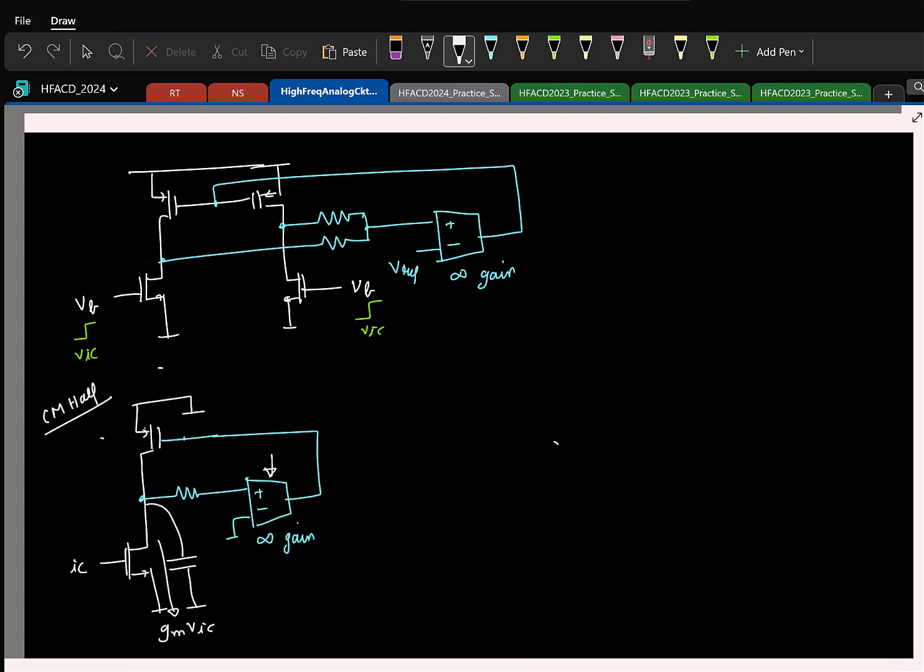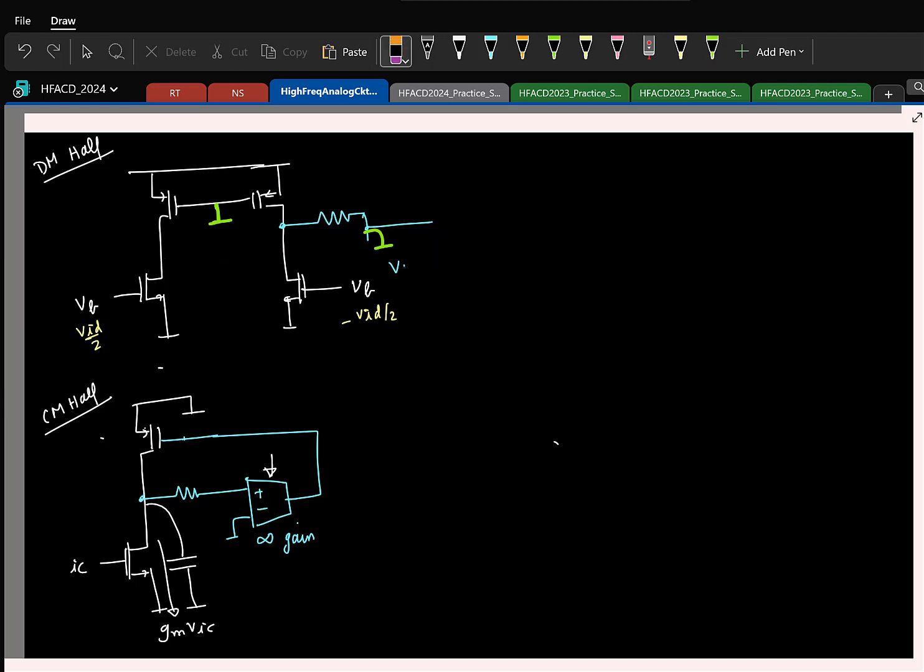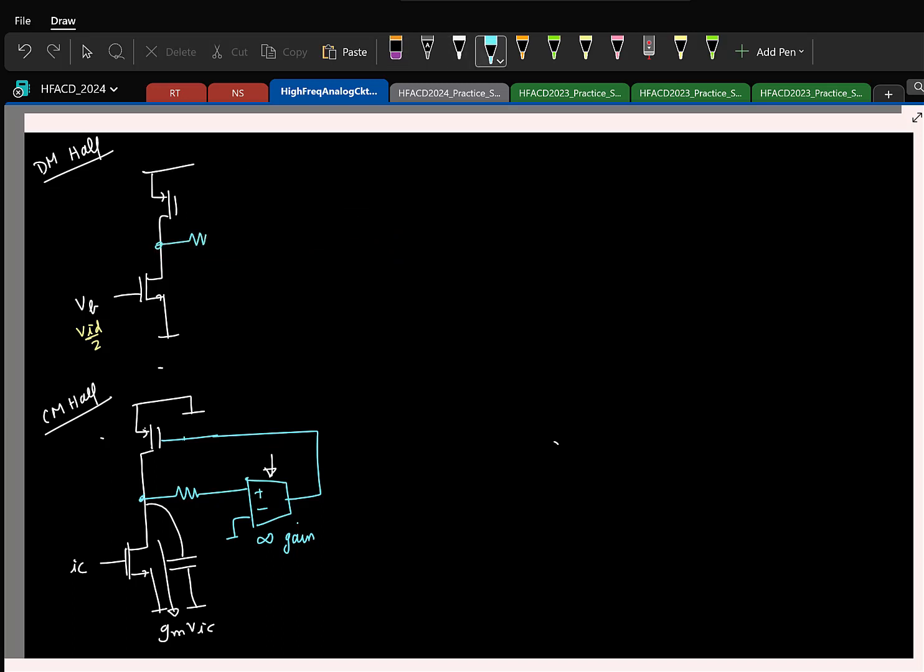So here let's draw the differential mode. In the differential mode, what I am applying is, say, VID by 2 and minus VID by 2. So as usual, the middle voltages are all 0. So this is 0, this is 0. So this is basically the gate of the output of the OTA, that is also 0. So once again the OTA will not be in the picture. So you will just have basically 1/2 the resistor.